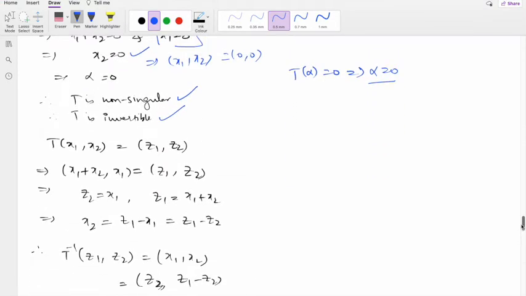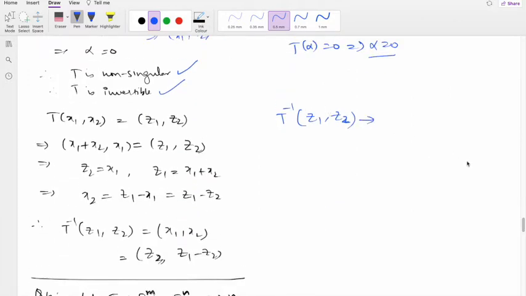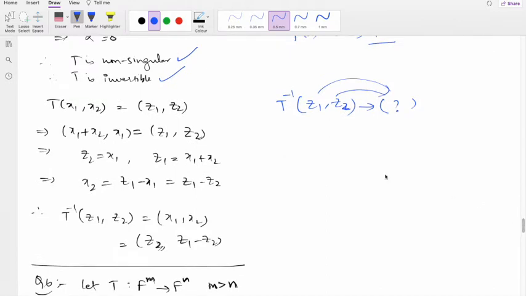So for T inverse, let's say I have T of (X1, X2) giving some (Z1, Z2). We have a form for Z1, Z2, which is Z1 = X1 + X2 and Z2 = X1. So what we want is some mapping between this two-element vector, which is an element of F^2, back to F^2, right? Because T inverse is also going to be a mapping from F^2 to F^2 in terms of these Z1 and Z2, right? So that basically comes out like this.